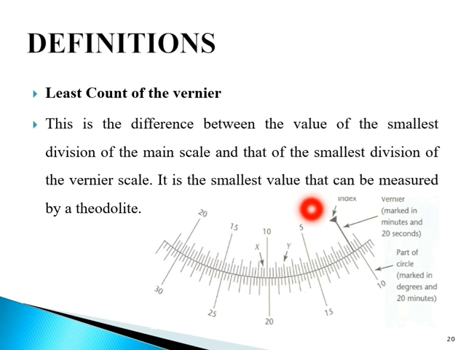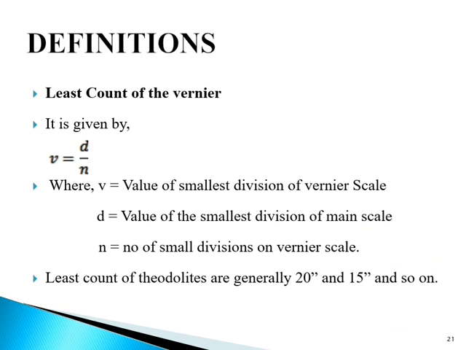So you can see here, the vernier scale is here and the main scale is here. The vernier is marked in minutes and seconds, 20 seconds, and the part of the circle is marked in degrees and minutes. So let us see how it can be measured.